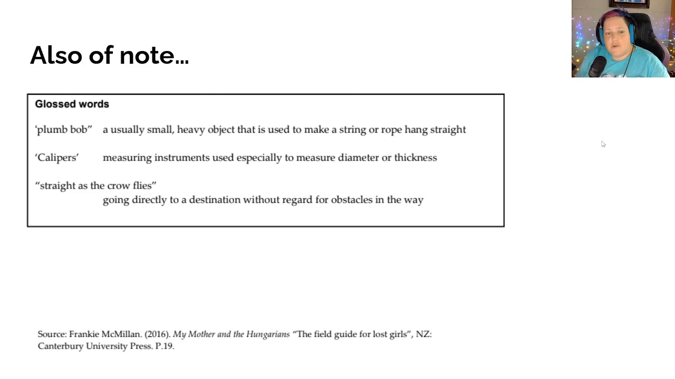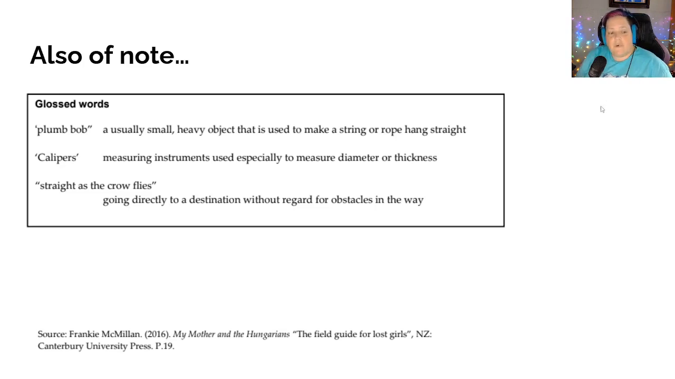Calipers are measuring instruments used to measure diameter or thickness. They're like a pinching motion. Straight as the crow flies is an expression which you may or may not have heard, and that means going directly to a destination without regard for obstacles. So the distance between, say, your house and school, straight as the crow flies, if you were going overhead, might be 1, but if you have to follow the roads, it could be significantly longer.